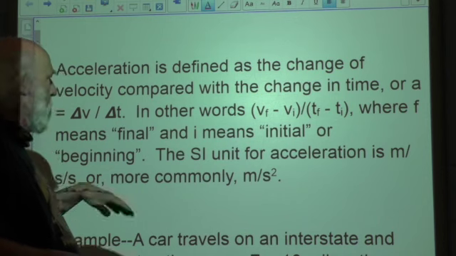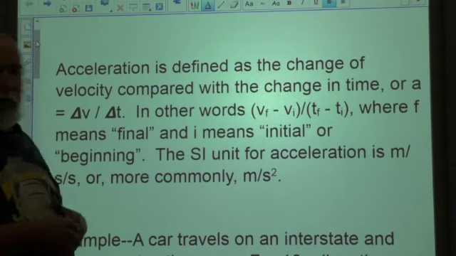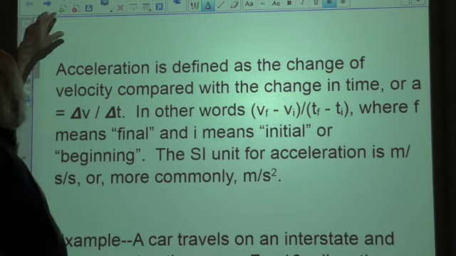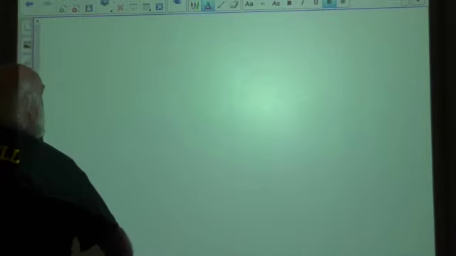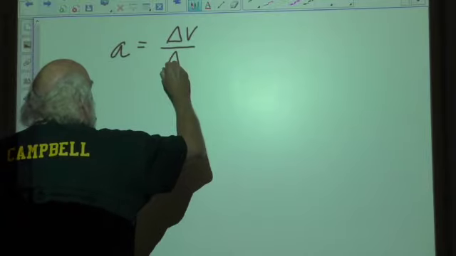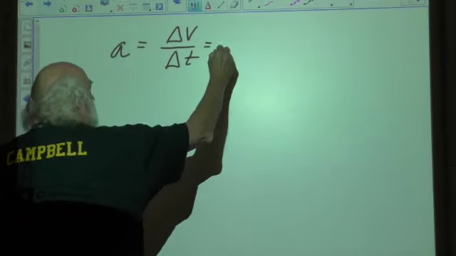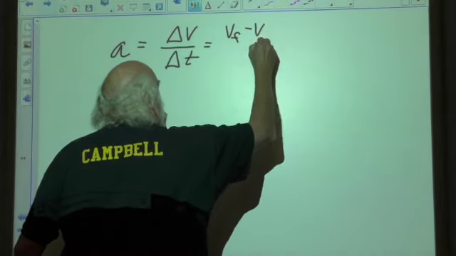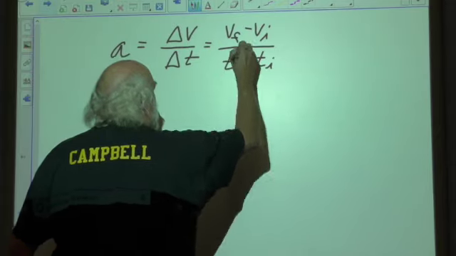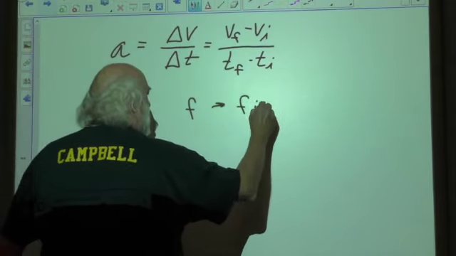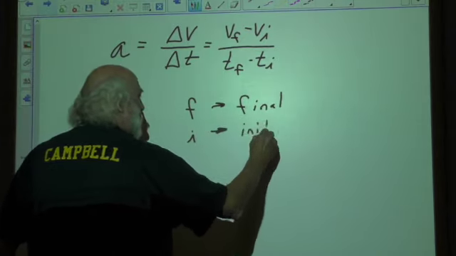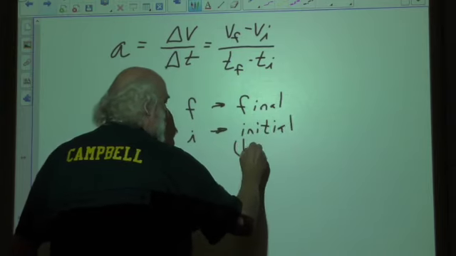So acceleration is defined as the change of velocity compared with the change of time. And the formula for that is delta V over delta T, which is what we can also express as this. A equals delta V over delta T. And remember, delta means change. So that's VF minus VI over TF minus TI, where F means final and I means initial or beginning.